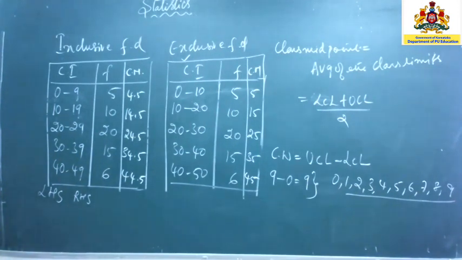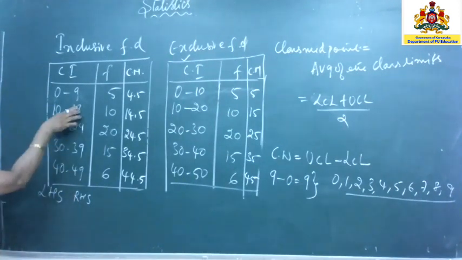Okay. Now sometimes you have what is called equal class intervals or unequal class intervals. Equal class intervals means the class width is uniform in all the class intervals. So for example here, what is the class width? 10. In all the class intervals, it is 10. So therefore, you call this equal class intervals.